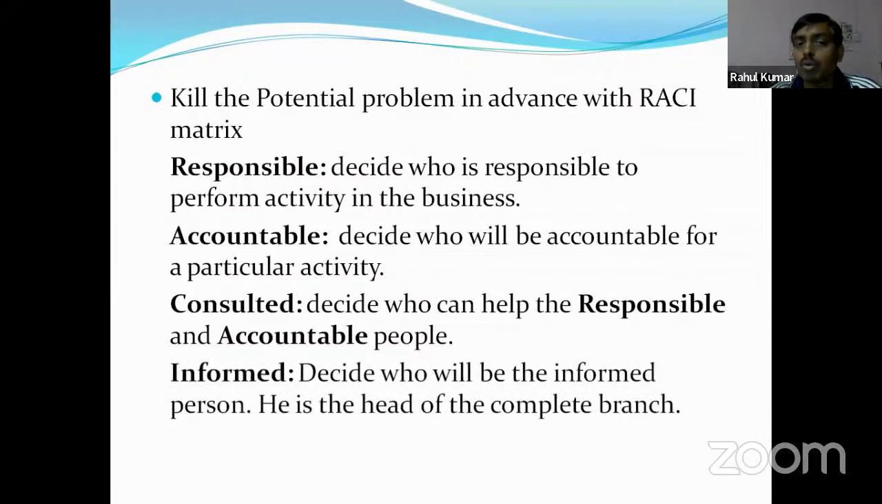एंड लेटर ऑन इन्फॉर्म, डिसाइड हु विल बी इन्फॉर्म्ड पर्सन. ही इज द हेड ऑफ द कंप्लीट ब्रांच. कोई भी चीज, नई चीज आ रही है तो उसका इंफॉर्मेशन किसके जरिए आएगा. रेस्पॉन्सिबल पर्सन के पास, अकाउंटेबल पर्सन के पास, कंसल्टेंट पर्सन के पास, कोई भी इंफॉर्मेशन आनी है वो कहां से आएगा. सुनी सुनाई बातें को हमें फॉलो नहीं करना. किससे हमें इंफॉर्मेशन, ऑथेंटिक पर्सन कौन है जो इस पर्टिकुलर इंफॉर्मेशन के लिए मददगार होगा या रेस्पॉन्सिबल होगा, दैट यू नीड टू डिफाइन.